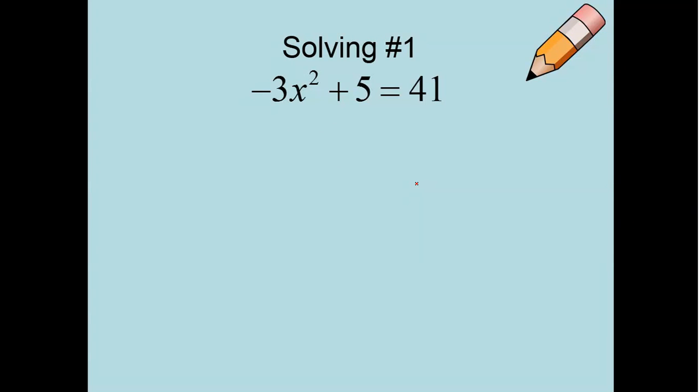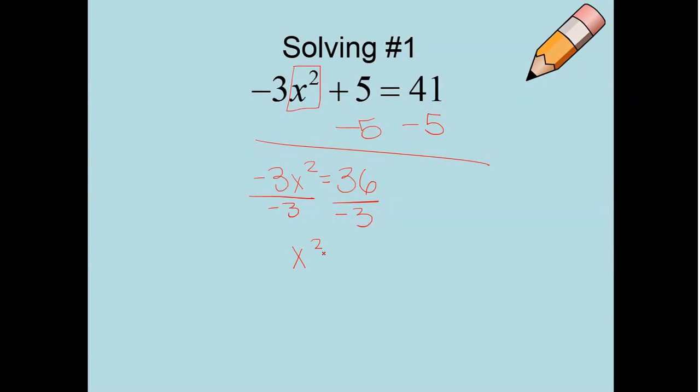I have negative 3x squared plus 5 equals 41. So what I'm going to do is solve it until I get x squared alone. So I'm going to want x squared alone on that one side. So first things first, I'm going to subtract 5. And you're going to get negative 3x squared equals 41 minus 5 is 36. Divide by negative 3. Get x squared equals 36 divided by negative 3 is negative 12.